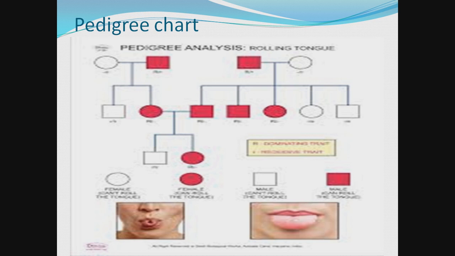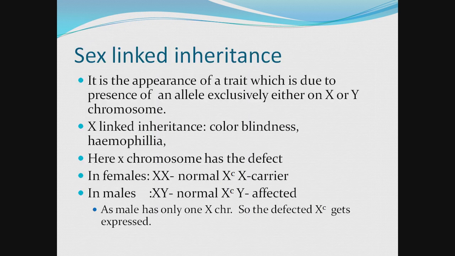In the next generation, one affected boy is getting married to an affected girl. After this, they have 2 children. One is a boy and another is a girl, where the boy is perfectly normal and the girl is affected. Like this, you have to calculate in which generation how many boys, how many girls, how many are affected and how many are normal. This is a brief idea about the pedigree chart.